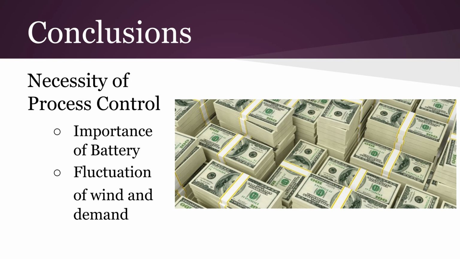In conclusion, throughout this project we realized the importance of process control when you have such great wind fluctuation, or really any renewable energy source, because those usually have inherent fluctuation. You can't always count on them; they're sporadic in nature. When you couple that with fluctuations in non-peak and peak hours in your demand, you need a really fine-tuned system, or else you're going to be wasting a lot of money and it's just not going to be an efficient system.